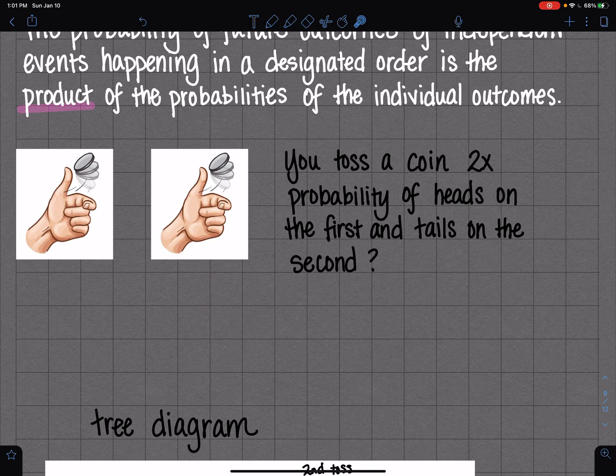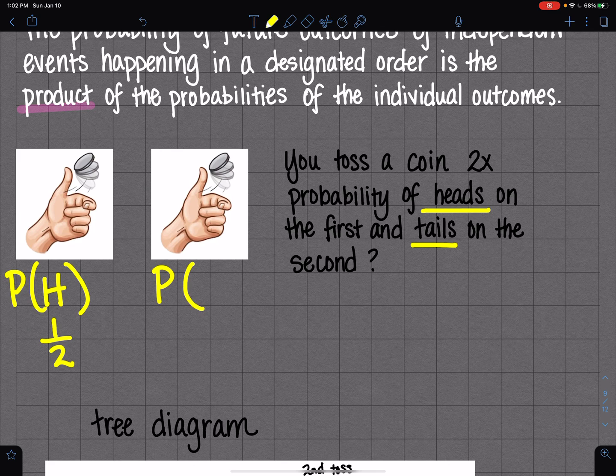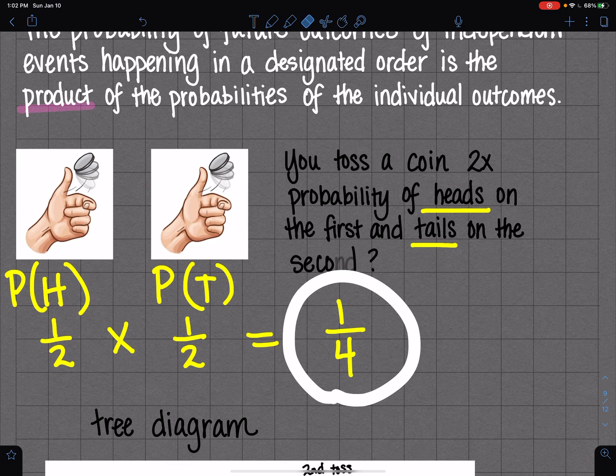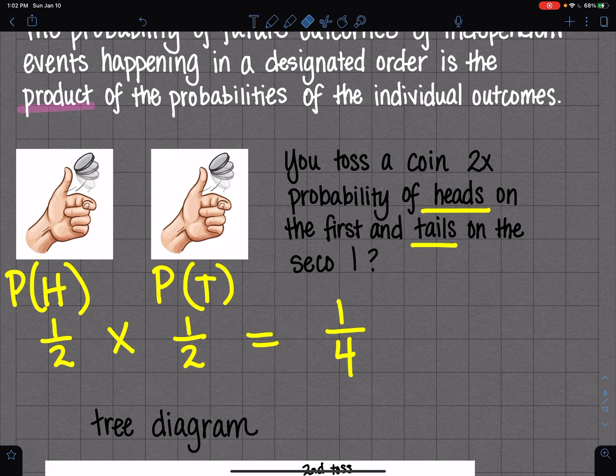Okay, so for example, let's just do that. What's the probability of getting heads on the first toss and then tails on the second toss? So the probability of heads, we already figured this out, is going to be 1/2 because there's one chance out of 2 possible outcomes. The second one, the probability of tails, is going to be 1/2. Now, to find the probability of getting heads and then tails, you multiply them together. And the probability of getting heads and then tails is going to be 1 chance in 4. Okay? And then they prove to you that this is true with a tree diagram.